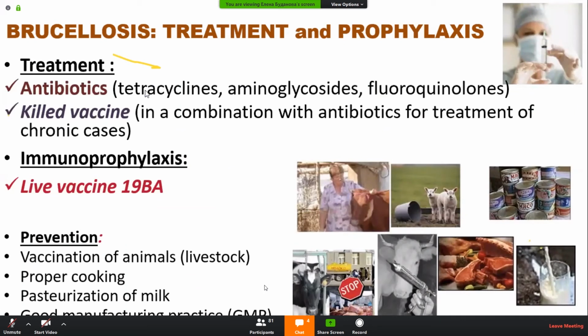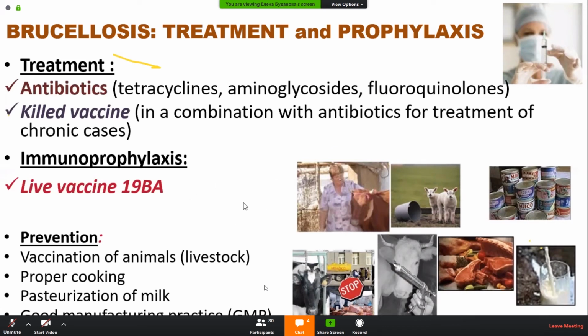Treatment includes antibiotics effective against intracellular parasites. They include tetracyclines, aminoglycosides, and fluoroquinolones, it's synonymic. And in chronic cases of brucellosis, because acute periods, primary steps of disease could be missed due to misdiagnosis. I told you that it resembles influenza in the beginning. Well, killed vaccine can be employed for treatment of chronic cases. The principle is already mentioned, discussed.